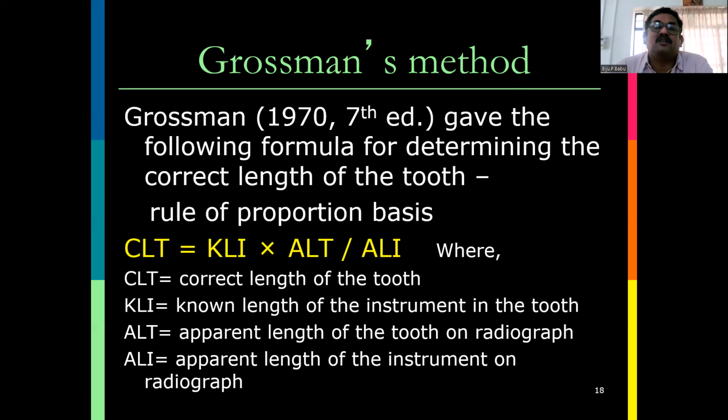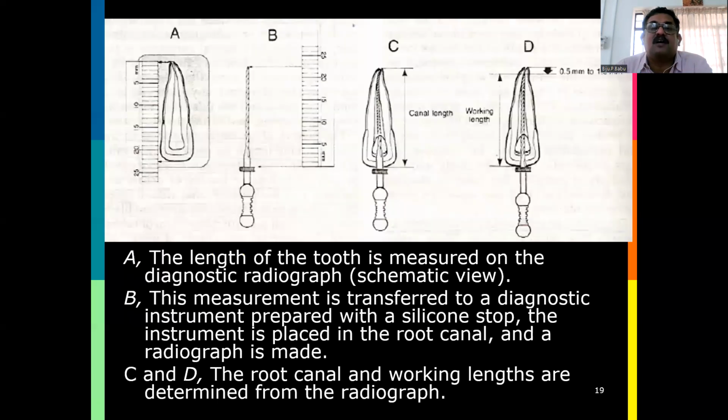It is also called the formula method, given by Grossman, a formula for determining the correct working length on a rule of proportion basis. CLT, where CLT is the correct length of the tooth. KLI is the known length of the instrument in the tooth. ALT is the apparent length of the tooth on radiograph, and ALI is the apparent length of the instrument on radiograph. So, correct length of the tooth is equal to the known length of the instrument in the tooth multiplied by the apparent length of the tooth on radiograph divided by the apparent length of the instrument on the radiograph. By using this formula, you can calculate the length of the canal.